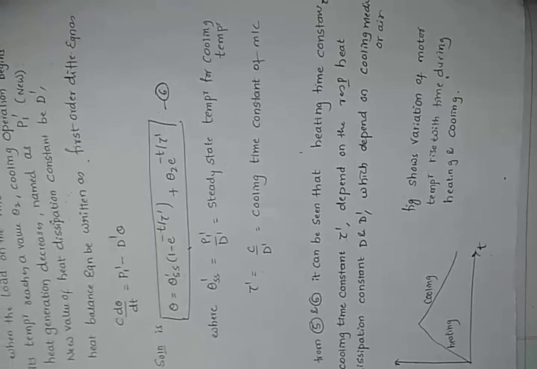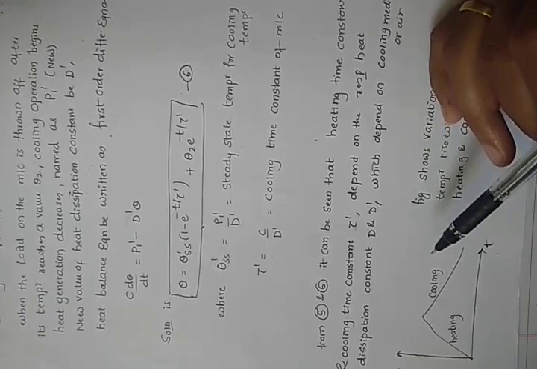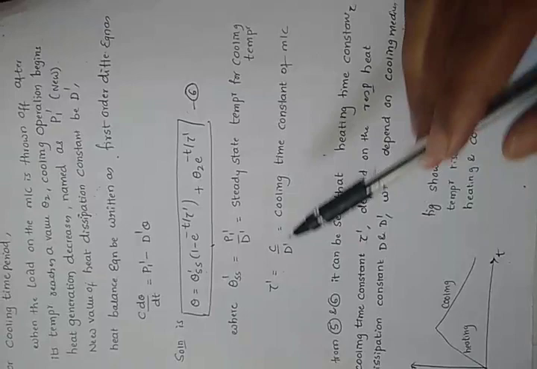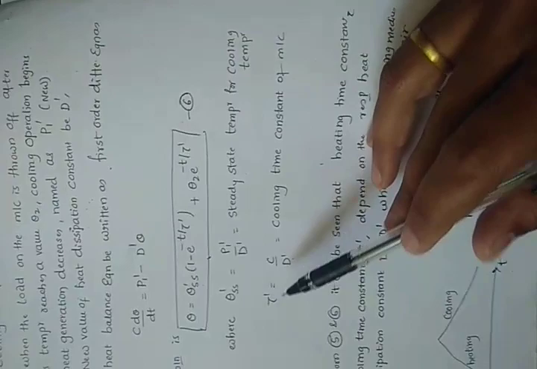So we can plot the graph here. It can be seen that the heating time constant tau and the cooling time constant tau dash depend on what? Tau depends on D, and tau dash depends on D dash. Like this, they have explained here.